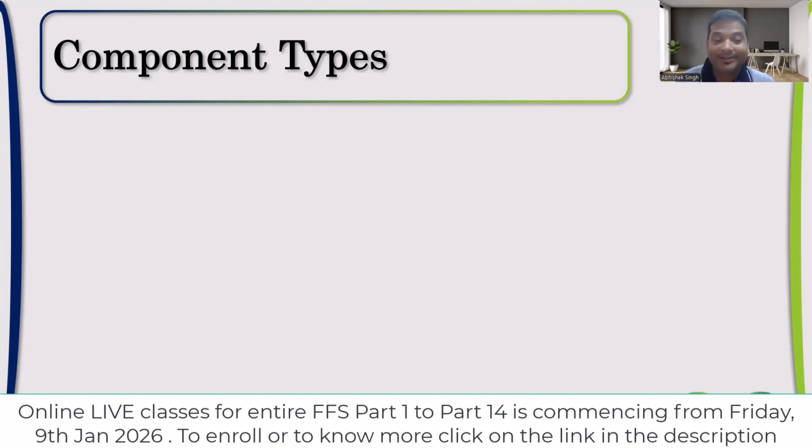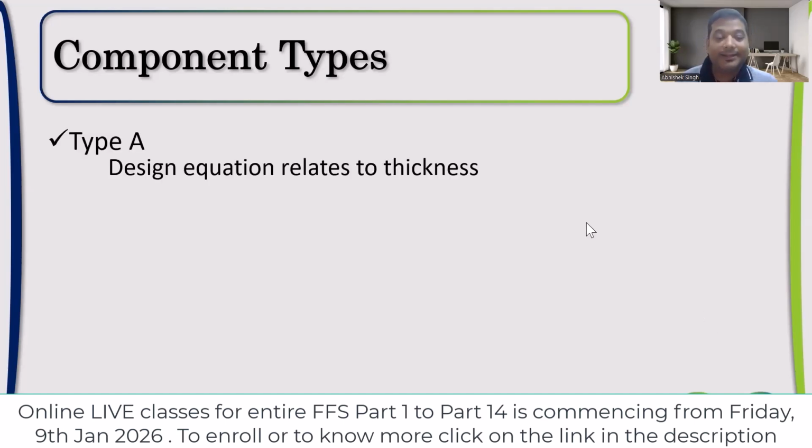Now let us start with what the different types are. Type A, very simple. The components where the design equation directly links with the thickness. Cylindrical shell: I have a thickness formula which is directly linked with the stress in the vessel, the material, and the loading, pressure. So the design equation directly relates with the thickness. I will be able to immediately calculate the thickness if I am aware of the internal pressure.